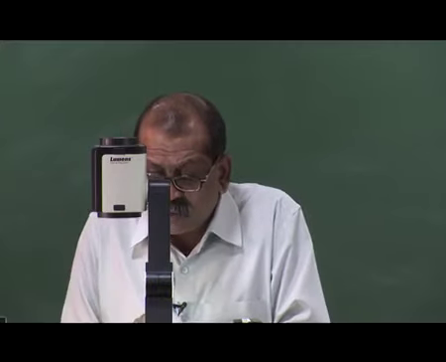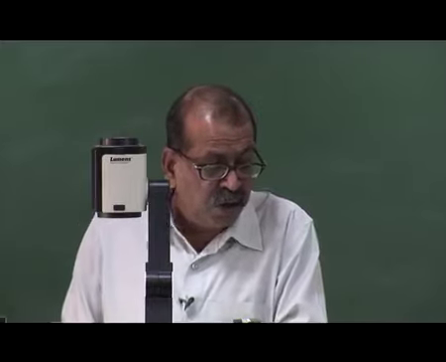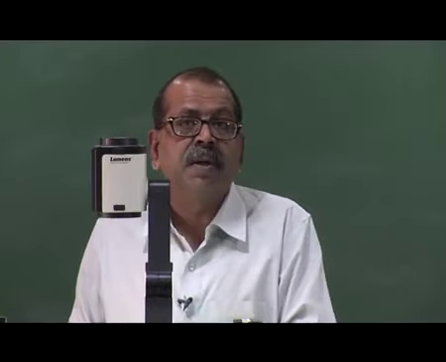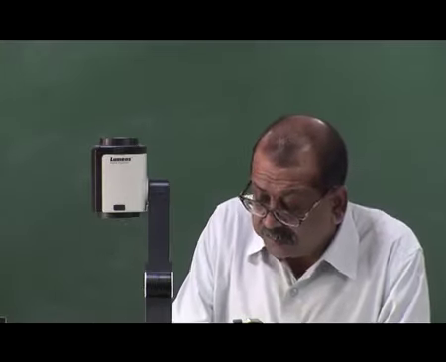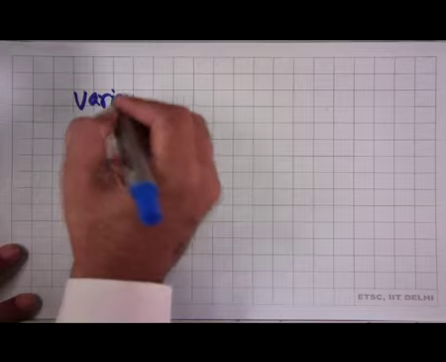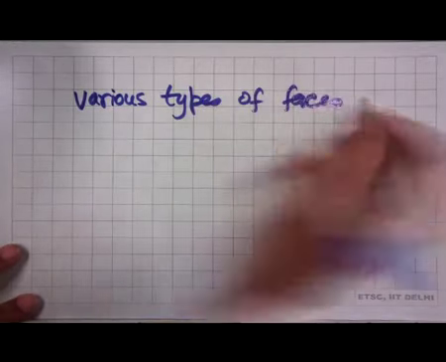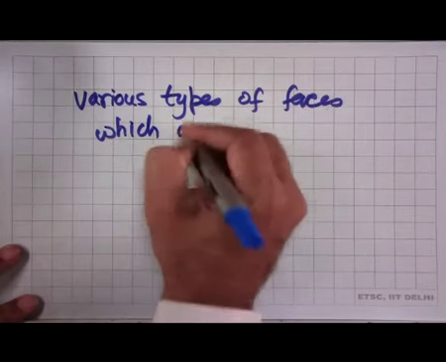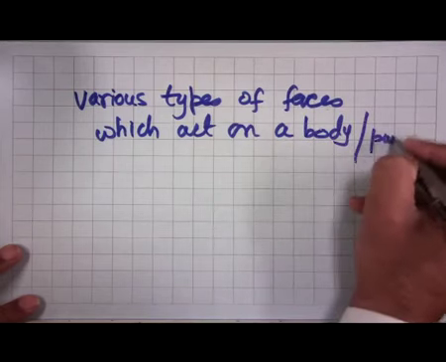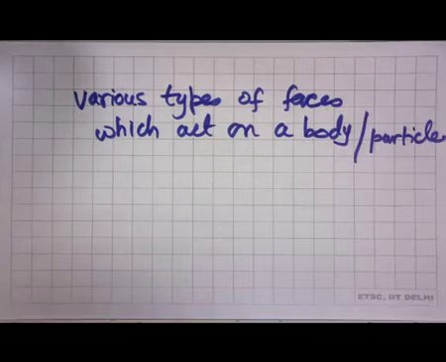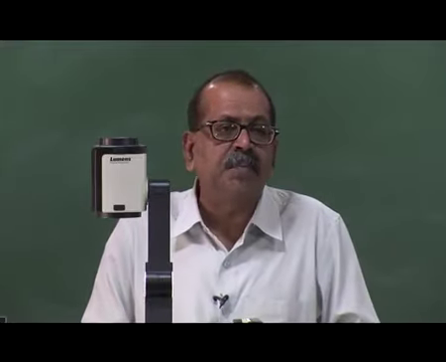So, this is what we have to be very clear about when we talk of action and reaction: they are on two different bodies, but not on the same body. Now let us try to see what are the various types of forces which act on a body, or at least for the purposes of the immediate next two chapters, we will consider each body as a particle.